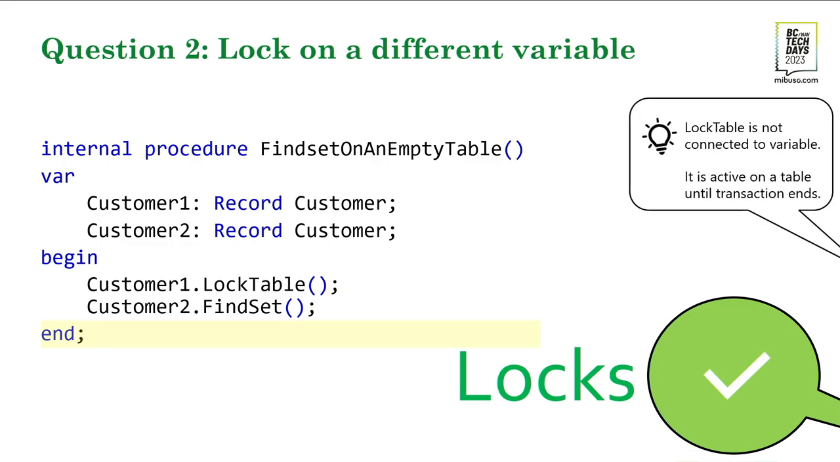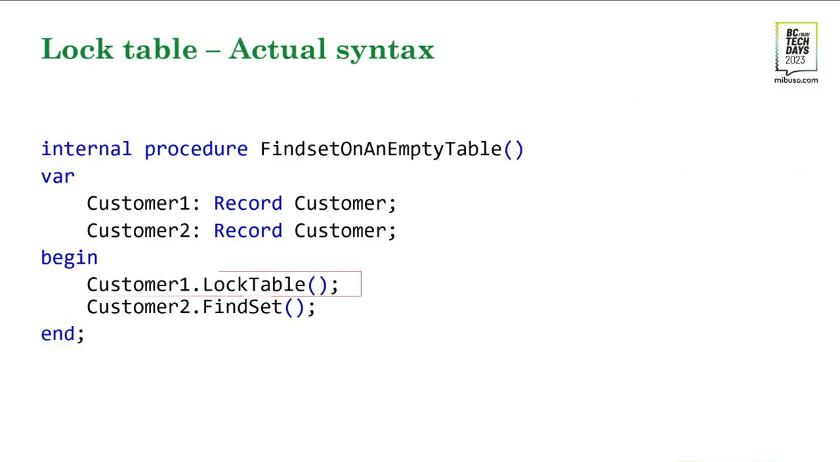To explain this one, the lock table is not connected to a variable. Actually, it is connected to a table, and it is going to be active on that table until the transaction ends. In hindsight, we should not have defined it like this. The proper syntax should be like this. If we could turn back time and implement it differently, this is what it actually does. So it runs on the full table, not the customer variable.